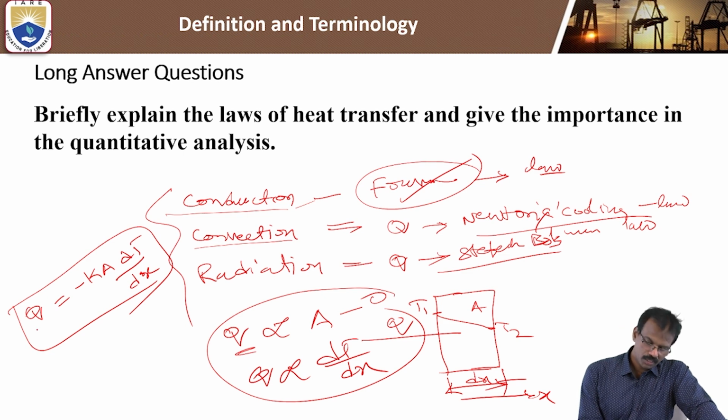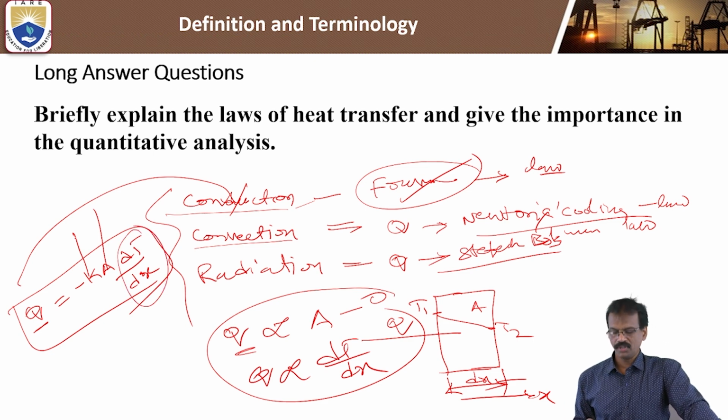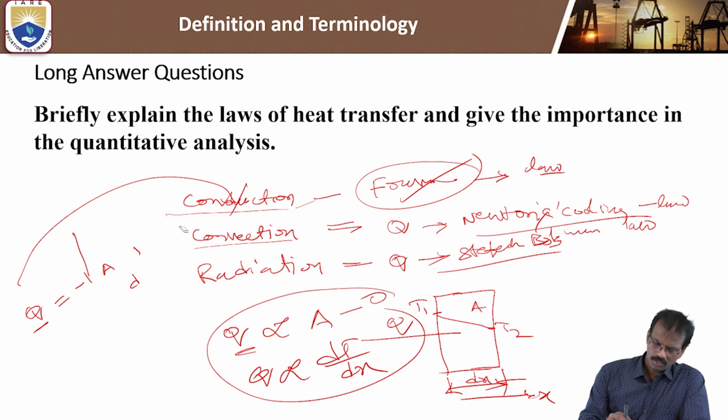To measure the quantitative rate of heat transfer by the conduction process, this is the formula: q = -kA dT/dx. K is the thermal conductivity, A is the area of the homogeneous body, and dT/dx is the temperature gradient, so temperature difference with respect to direction. This is Fourier's law. So that is the first law.